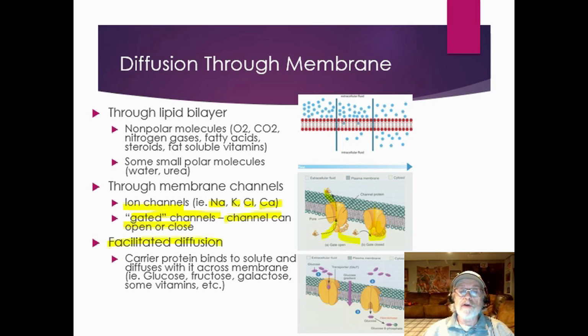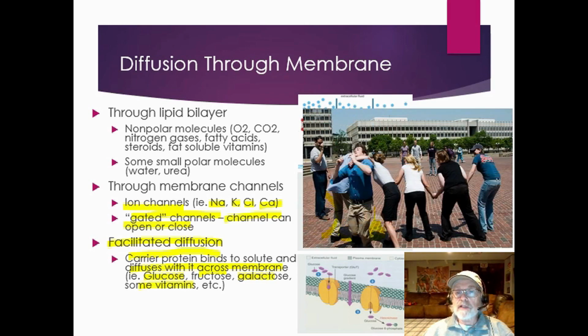Facilitated diffusion is when we have a carrier protein, and what it does is pick up the material and carry it across the membrane. That's how it works with glucose, because now insulin has bound a receptor and opened the door to let that carrier protein take the glucose from the outside to the inside. Other sugars like fructose and galactose, and also some vitamins, get across the cell membrane that way, okay?